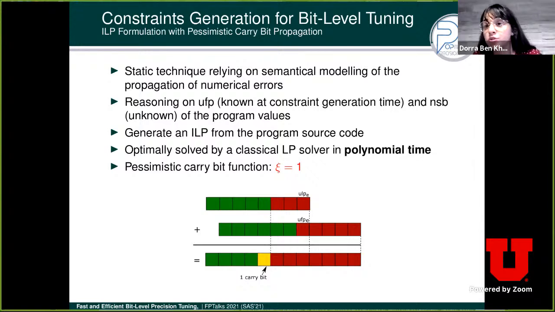POP uses GLPK to solve the problem, and whose complexity is polynomial. And with these methods, we find that our precision tuning method can be solved in polynomial time. At this stage, I need to shed light on the fact that in our ILP formulation, we are pessimistic on the carry bit that can occur on our results, which means that if we exceed the carry bit function of our programs, we add at each operation 1 bit on the result of our program.